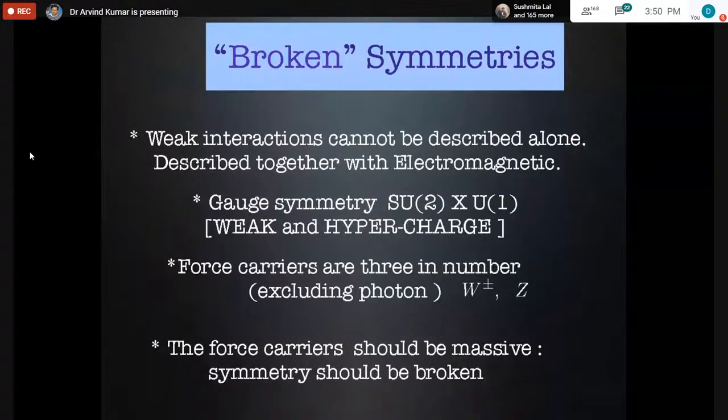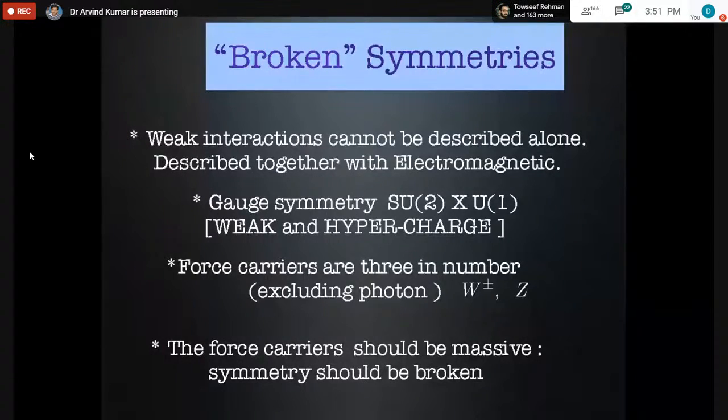Before going into that, I'll just say what the symmetry is in the weak interactions. It turns out to be much more complicated, because weak interactions are not explained alone. You don't have a theory purely of weak interactions. You have a theory of weak interactions plus electromagnetic interaction, and that is the essential form of the standard model.